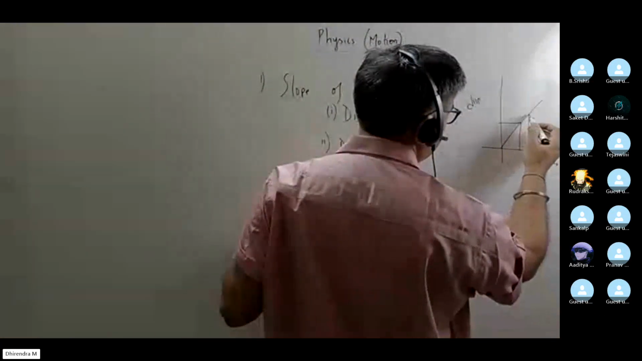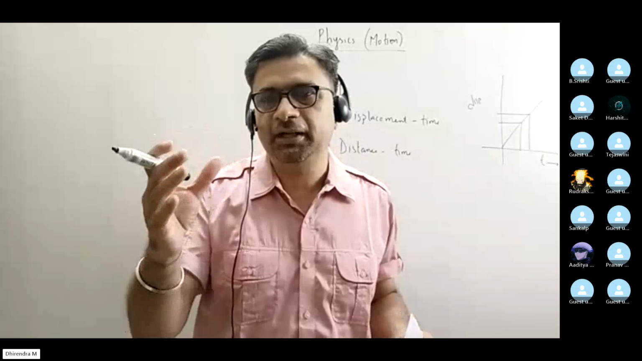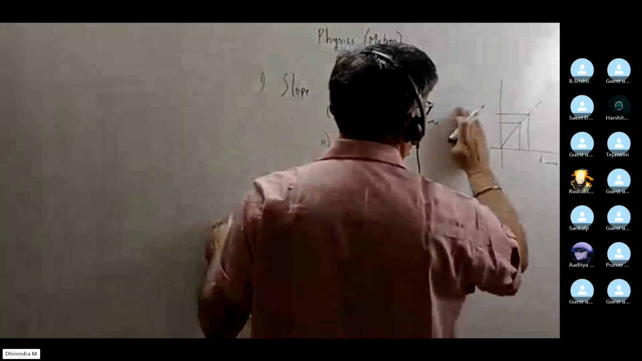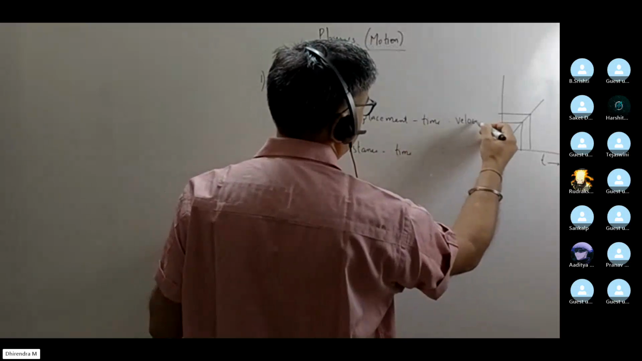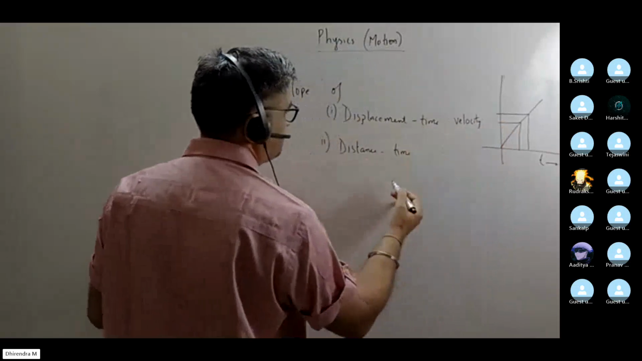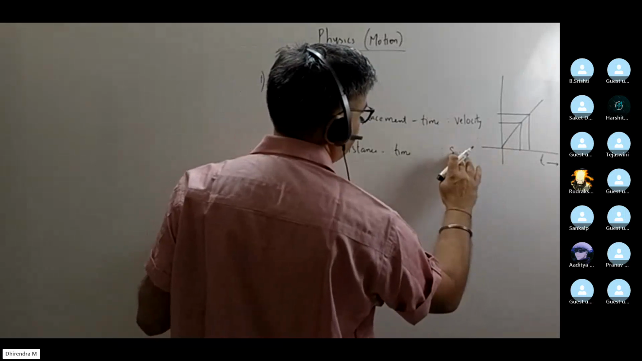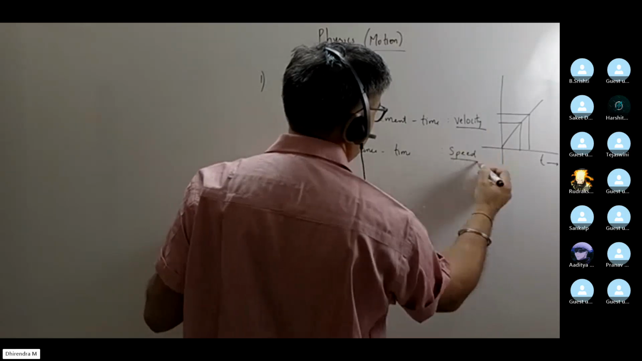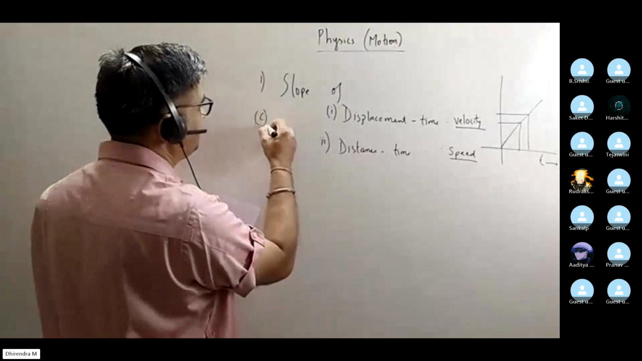What does the slope give us? Slope is the y minus x, right? Let's not get into the complications of what a slope is. You must have known this already. What is the displacement time graph slope? If you are not sure, then the displacement time graph slope gives us velocity. And the distance time graph slope gives us speed. So velocity comma speed is the answer, and answer choice C is the right one.